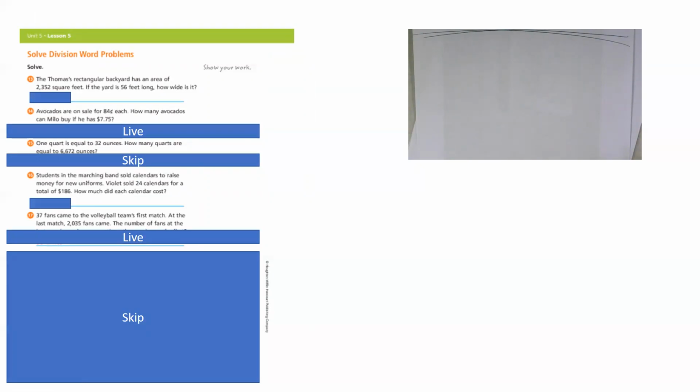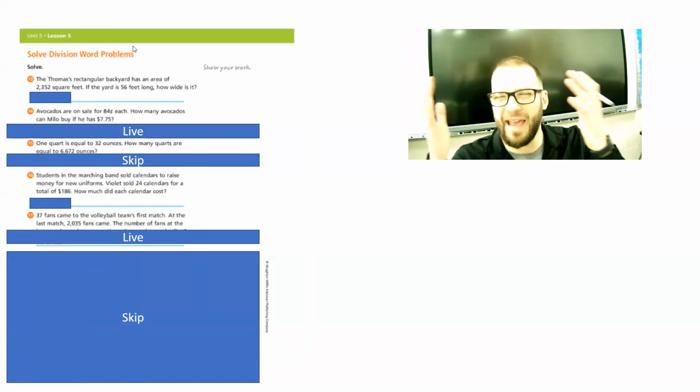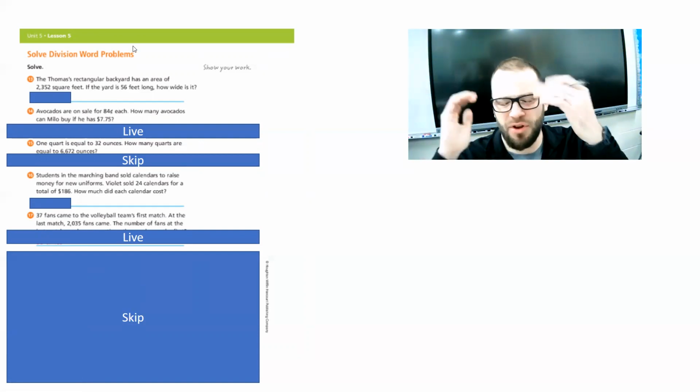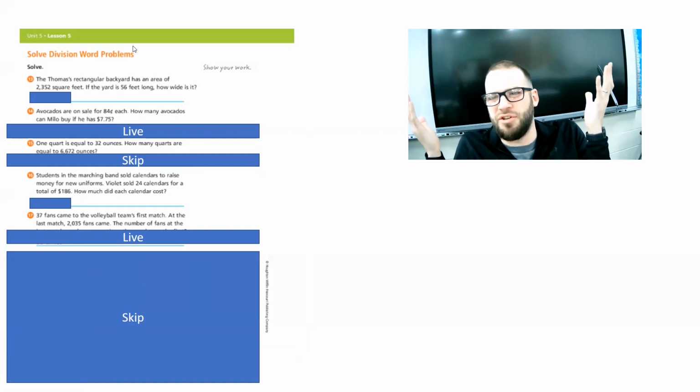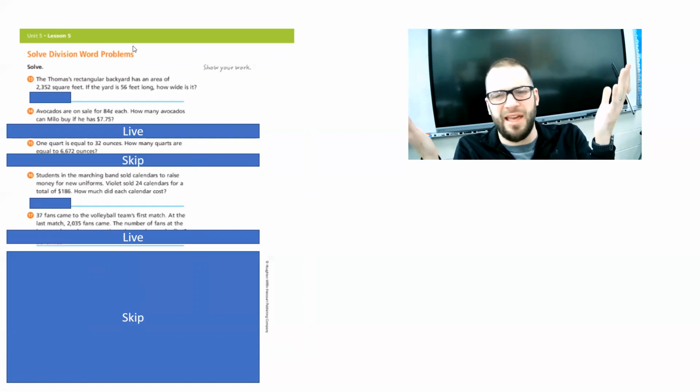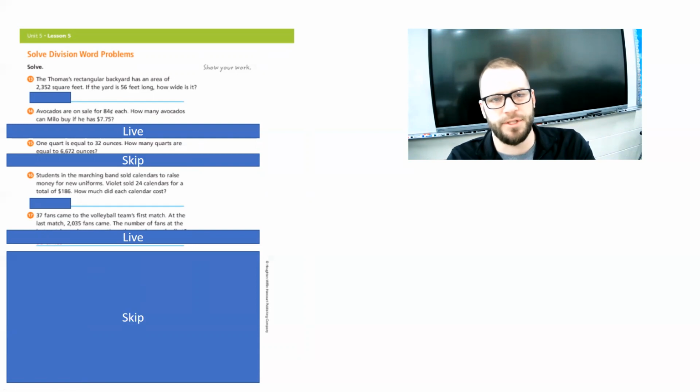Did you guys hear about the Thomases? Oh, them Thomases. They got a rectangular backyard, and they already know the area, and they know what one side is, but they don't know what the other side is. How do you know the area of your backyard, and you know how long it is, but you don't know how wide it is? Did your long measuring tape break? And if it broke, how did you get the area? Some confusing stuff.